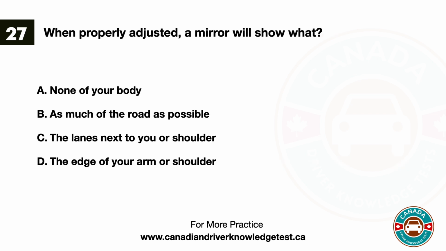Question 27. When properly adjusted, a mirror will show what? A. None of your body. B. As much of the road as possible. C. The lanes next to you or shoulder. D. The edge of your arm or shoulder. The answer is D. The edge of your arm or shoulder.